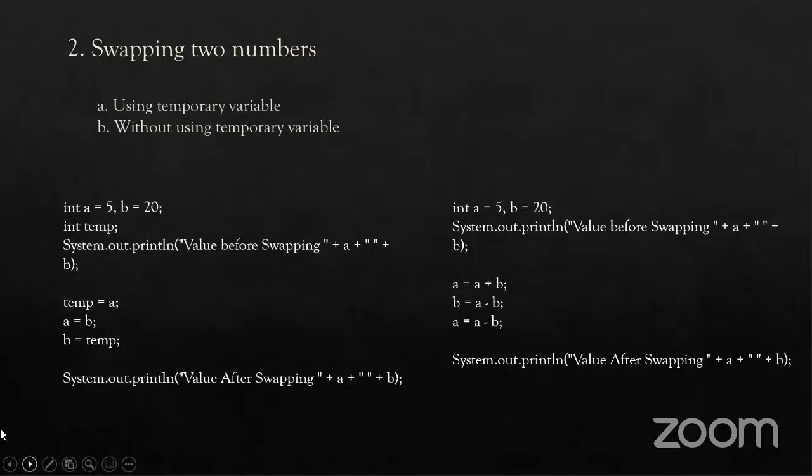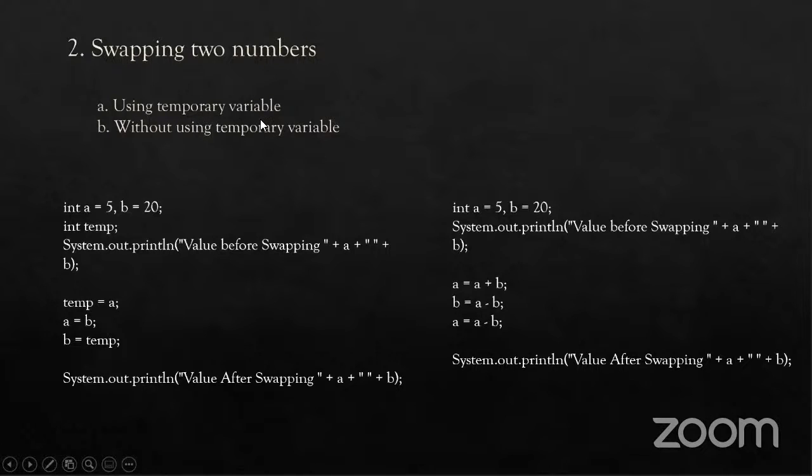Okay, so firstly we need to initialize two variables with numbers. Here I have given a equal to 5 and b equal to 20. Okay, basically the output we need is a equal to 20 and b equal to 5. So that is what swapping the numbers between the variables means.